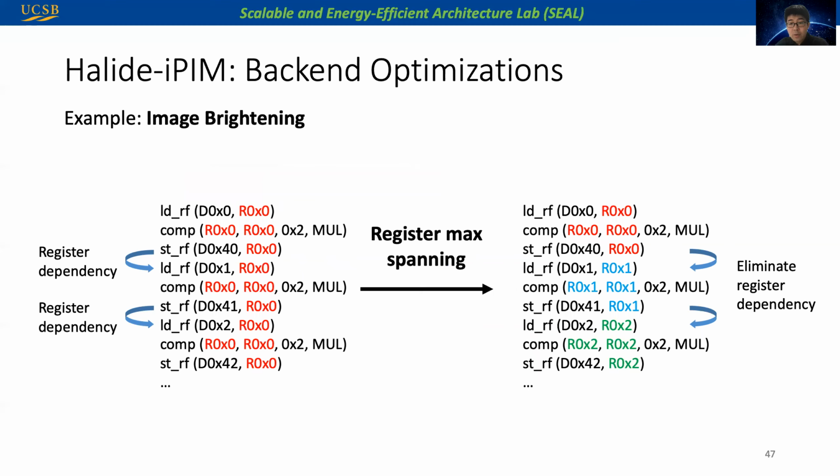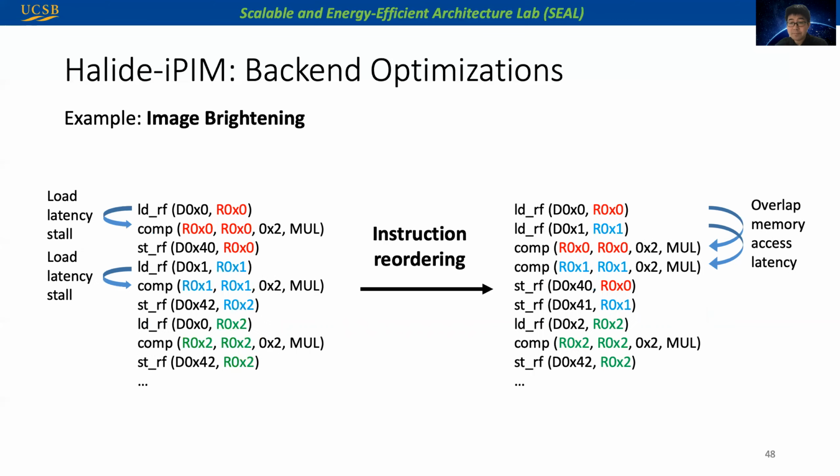First, we show that the traditional register allocation algorithm, which minimizes physical register usage, will result in register dependency between different pixel operations. In comparison, the register max spanning allocation will try to allocate as many different physical registers as possible. This technique will eliminate the original register dependencies.